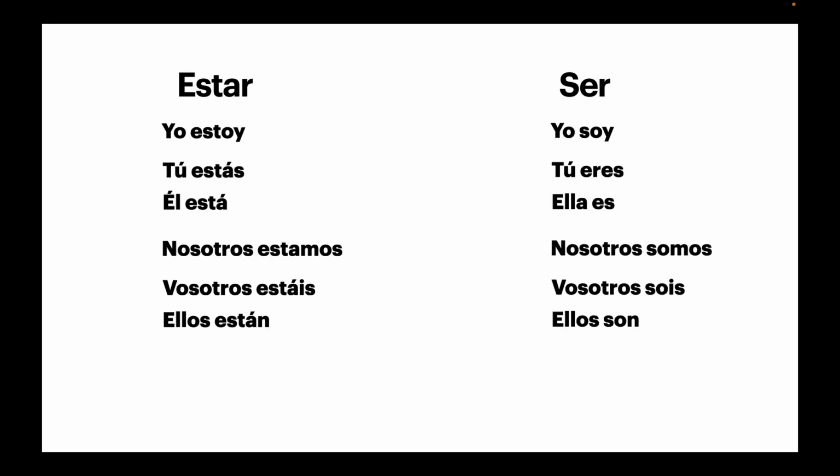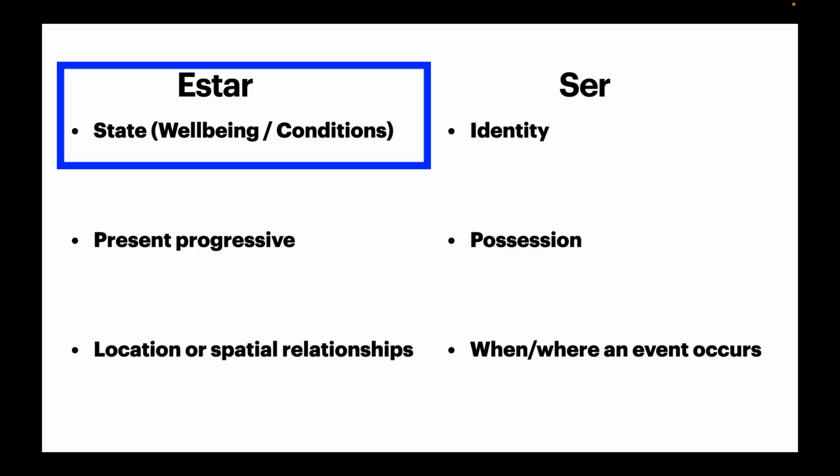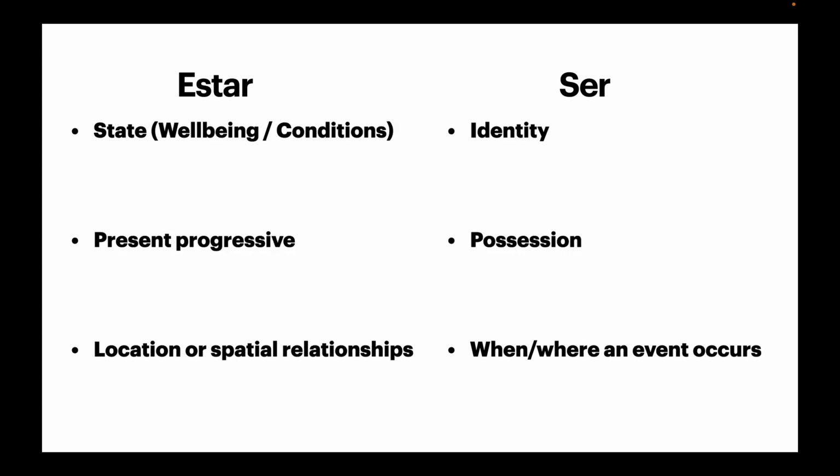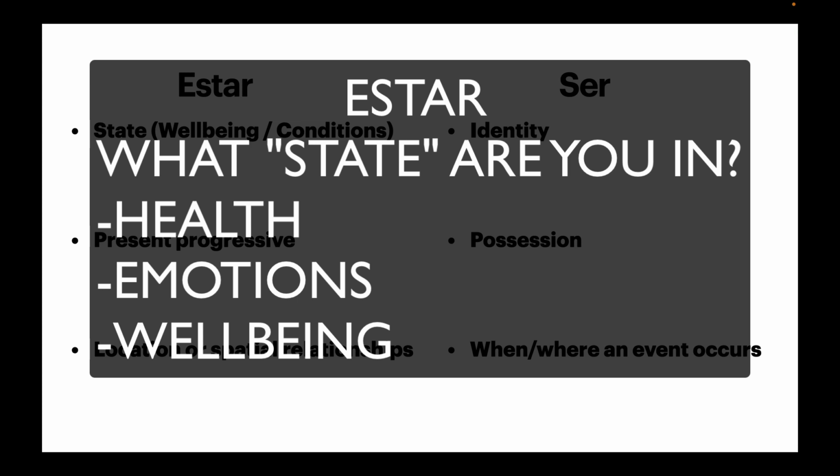So when do I use estar and when do I use ser? We can equate estar with a state. Number one, we use it to express the state of being of a person or things as well. When we talk about the state of a person, we are talking about how that person is feeling today. So it could be physical state, it could be emotional state. So we're talking about health, emotions, just in general how a person is feeling.